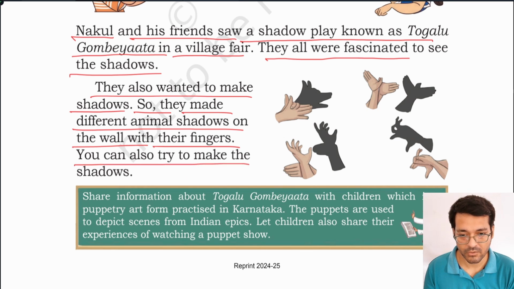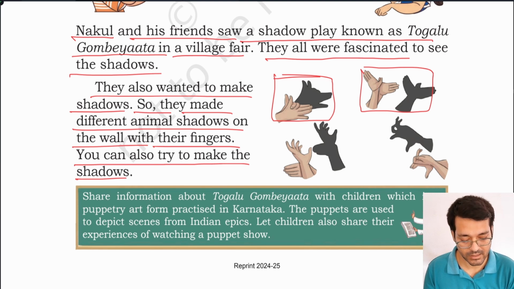You can also try to make the shadows like this. This is a shadow of a dog. This is a shadow of a bird made using fingers and hand. This is a shadow of an antelope, and this is a shadow of a hare or rabbit.